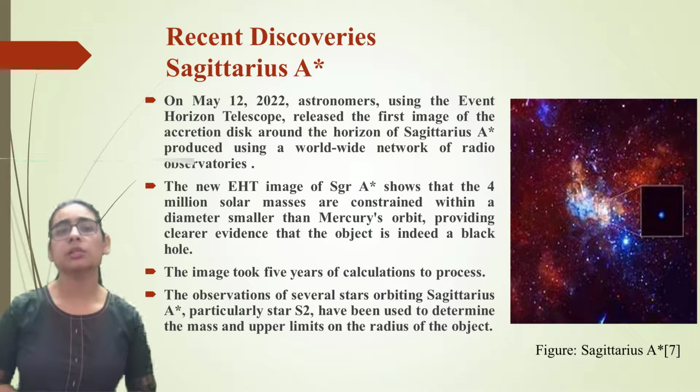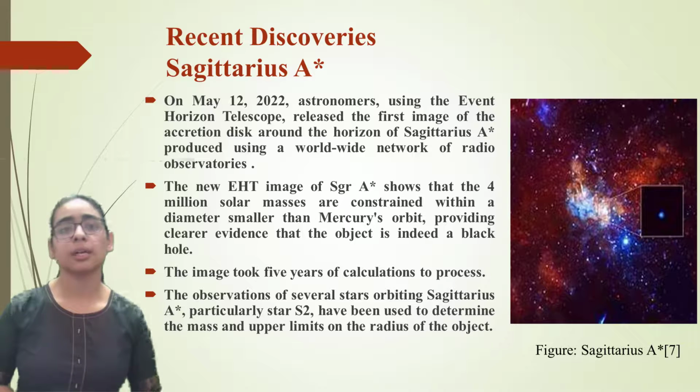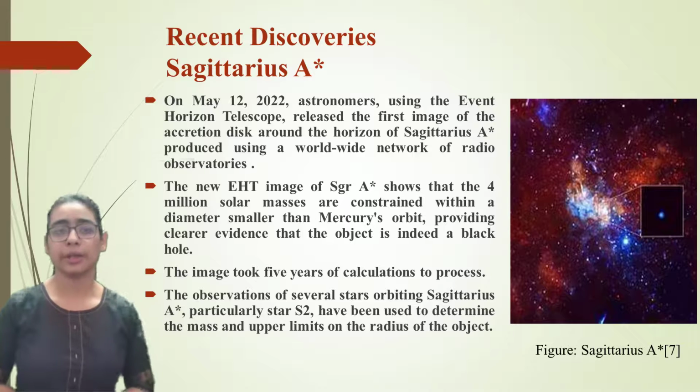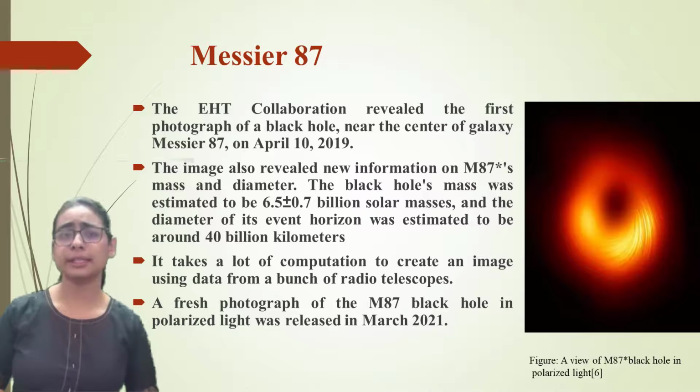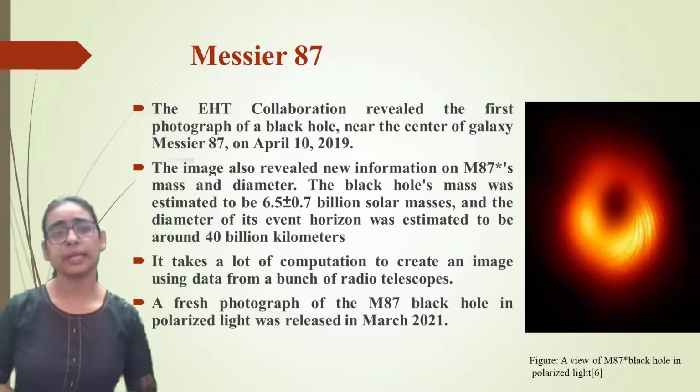Sagittarius A star is the most researched supermassive black hole due to its close vicinity to Earth, and we are fortunate that it is not actively consuming matter. This provides us a great chance to see the area around it without being blinded by the accretion disk glare. The next candidate is Messier 87.